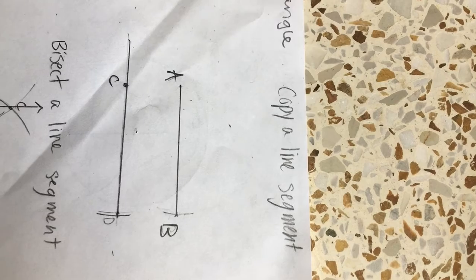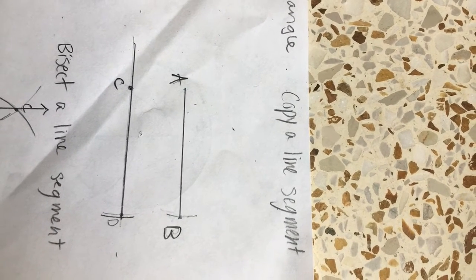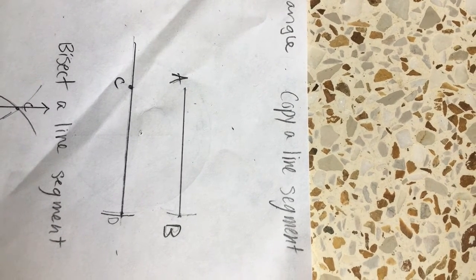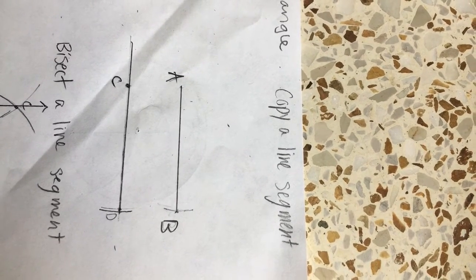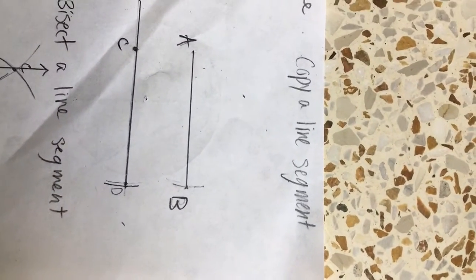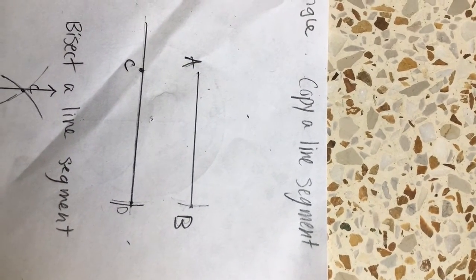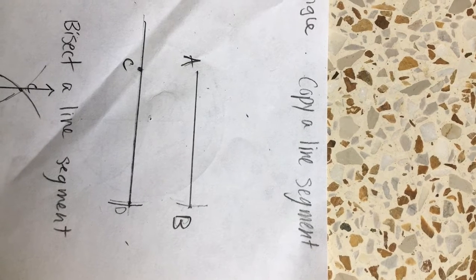Now I must draw an arc centered at point C using the same whole number and intersecting the longer line. The point of intersection of this arc and the line will be point D. Line segment CD is congruent with line segment AB.